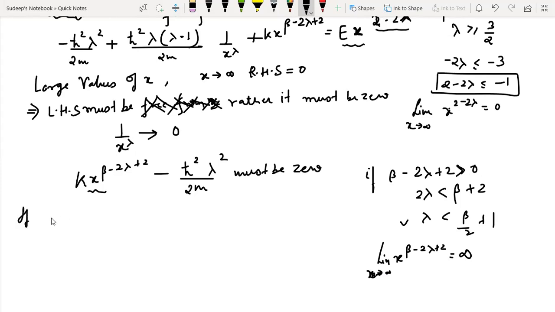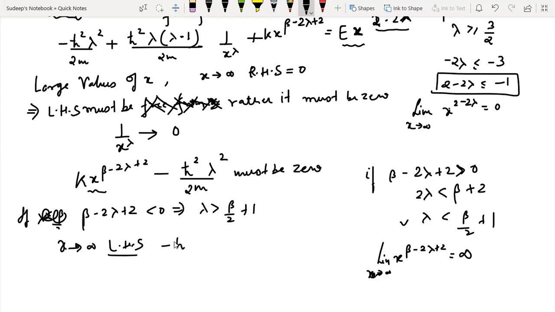If beta minus 2 lambda plus 2 is less than 0, it implies that lambda is greater than beta by 2 plus 1, which implies that as x tends to infinity, your LHS will only have this particular factor, that is minus hk square lambda square upon twice n, which certainly is not 0. So lambda cannot be greater than beta by 2 plus 1, and lambda cannot be less than beta by 2 plus 1. It implies that one possibility is left, that lambda should be beta by 2 plus 1.